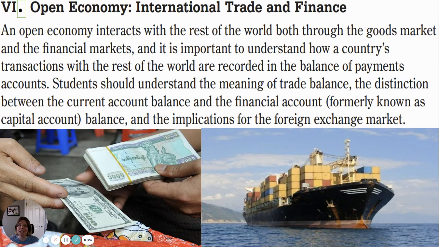An open economy interacts with the rest of the world both through the goods market and the financial markets. It's important to understand how a country's transactions with the rest of the world are recorded in the balance of payments accounts. Students should understand the meaning of trade balance, the distinction between the current account balance and now what we call the capital and financial account, which basically covers financial assets, and the implications of the foreign exchange market.